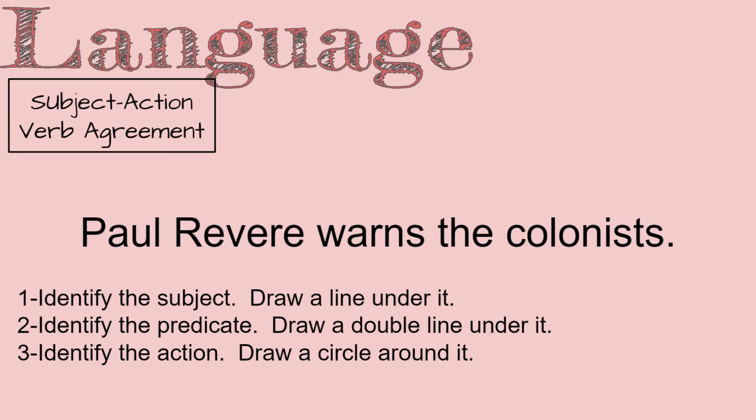So let's take a look at the sentence. Paul Revere warns the colonists. We're going to do three things with this sentence. We're going to identify the subject portion of the sentence, and we're going to draw one single line underneath of it. We're then going to identify the predicate portion of the sentence and draw a double line underneath of it. And then we're going to identify the action that the subject is taking, and we are going to draw a circle around it. So again, our sentence is, Paul Revere warns the colonists. My subject is Paul Revere. My predicate is warns the colonists, and the action is warns.